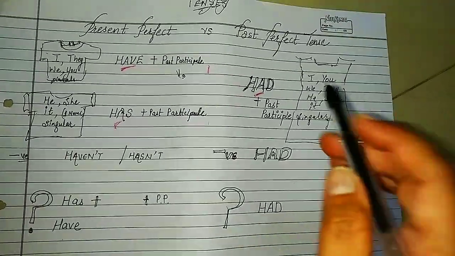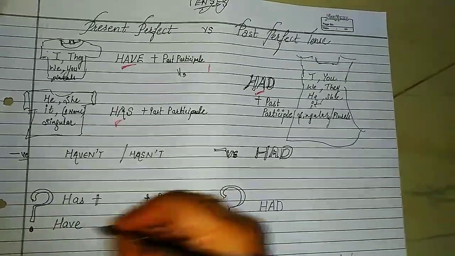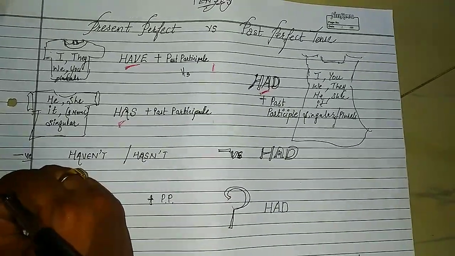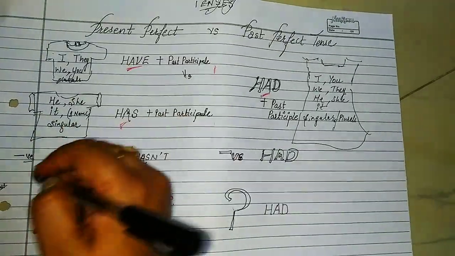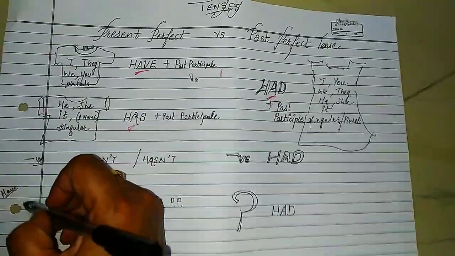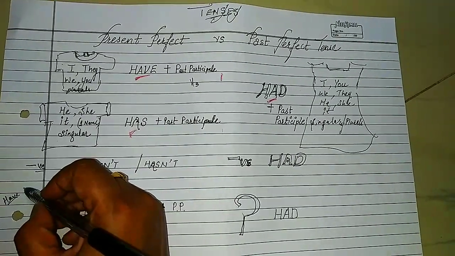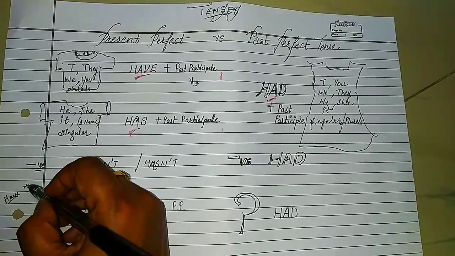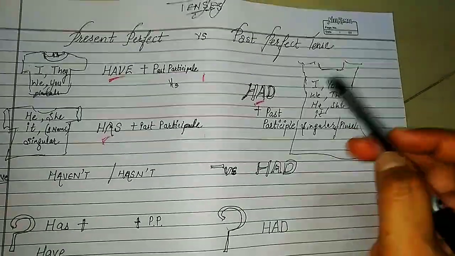Okay, now let me ask children, what is the third form of have? The third form of have? Had. Okay, third form of have is had. Second form is also had.